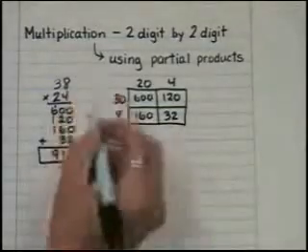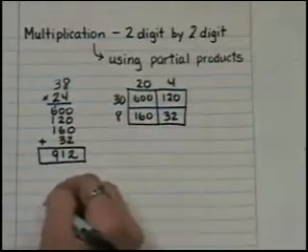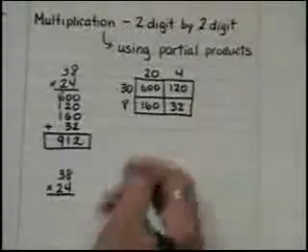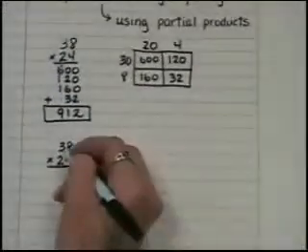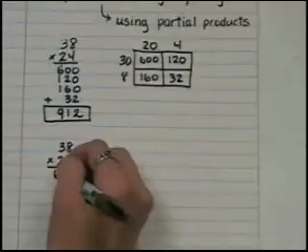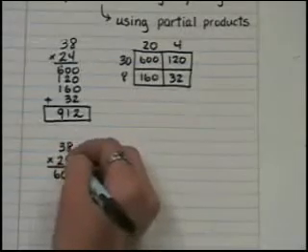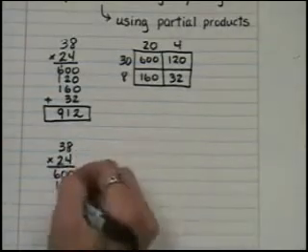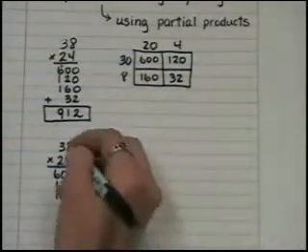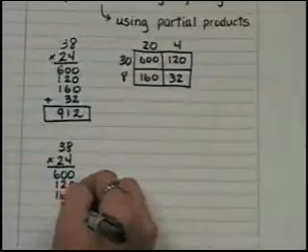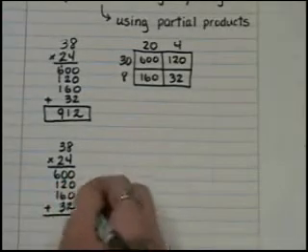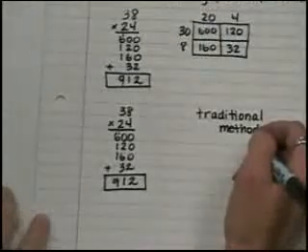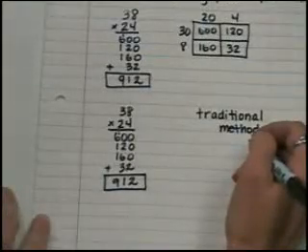Eventually our kiddos will take 38 times 24 and be able to work it without the array and just use partial products. They will say 30 times 20 is 600. 30 times 4 is 120. 8 times 20 is 160. And 8 times 4 is 32. Again, adding up the partial products. What you just saw was a 2-digit by 2-digit multiplication problem using partial products.